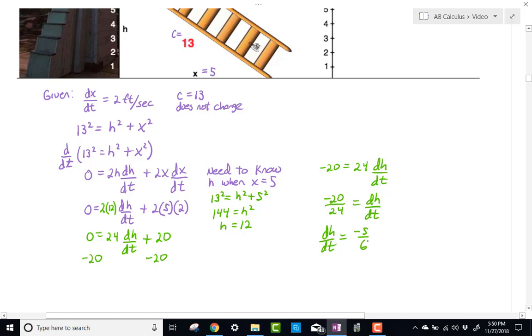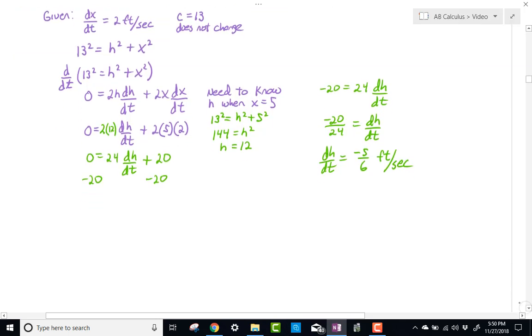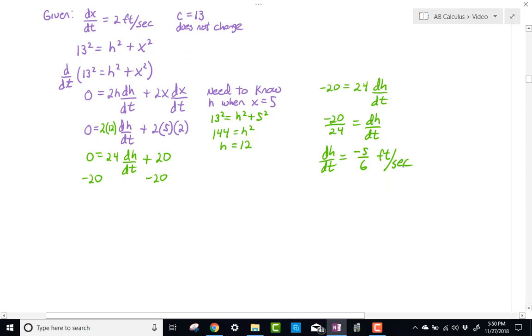Now we need some units in here. Our units were in feet. This is a distance from the top of the ladder to the ground, and our time was in seconds. So our ladder is falling negative 5/6 feet per second.